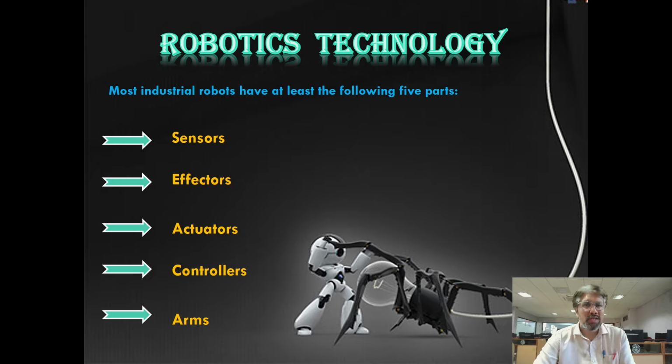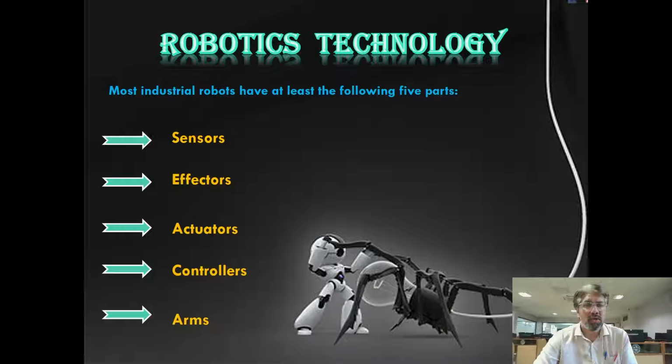Now, most industrial robots consist of five basic parts, which are sensors, effectors, actuators, controllers, and arms. Sensors, as the name suggests, do the job of sensing objects. Just as we have eyes, ears, and nose as our sensors, robots also have various sensors. Those could be a speed sensor, temperature sensor, or an IR sensor. These come under sensors.